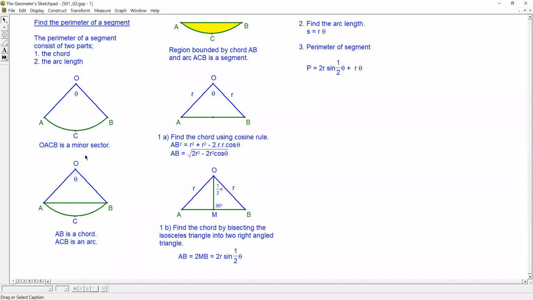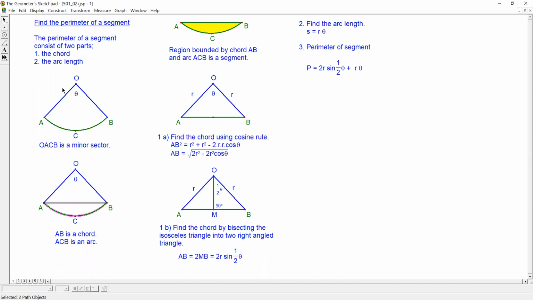Now I can connect the point A to B like this. Connect the line A to B. So the area bounded by this straight line AB and the arc AB, or ACB, is called the segment. The segment is the whole part, the area. The area is called the segment.